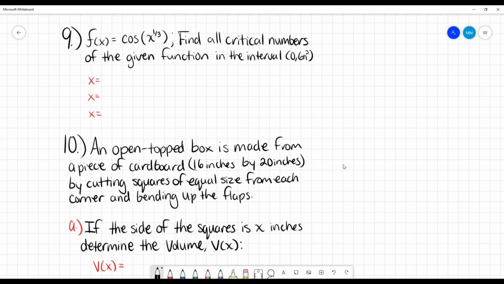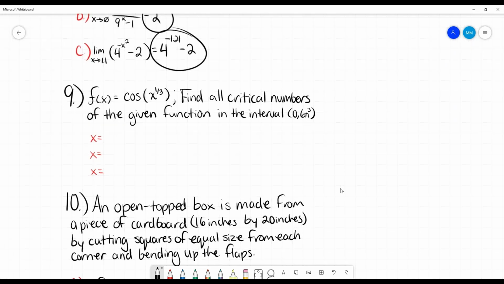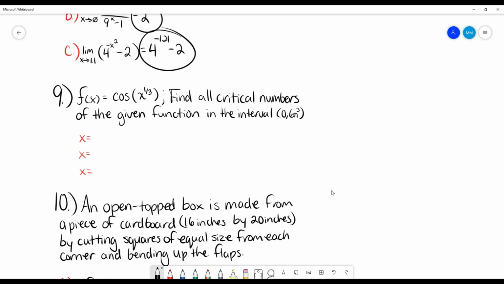All right, just a few more questions to go. For number 9 here, we are given this function. We want to find all the critical numbers on this interval. So let's go ahead and take the derivative of cosine of x to the 1/3. Obviously, we're going to use chain rule because we've got something special happening in there. So let's say u equals this, and v equals that x to the 1/3.